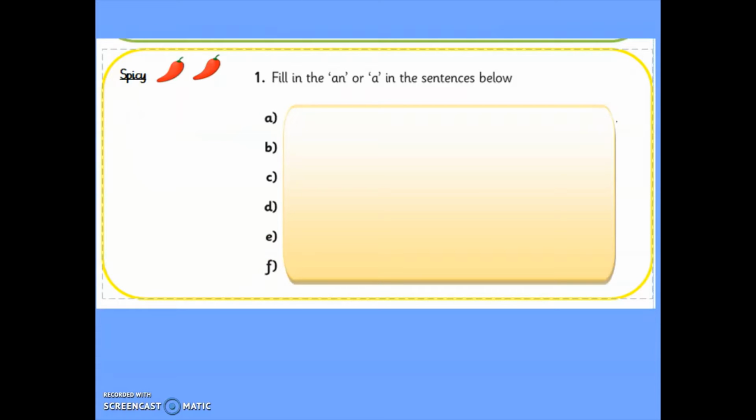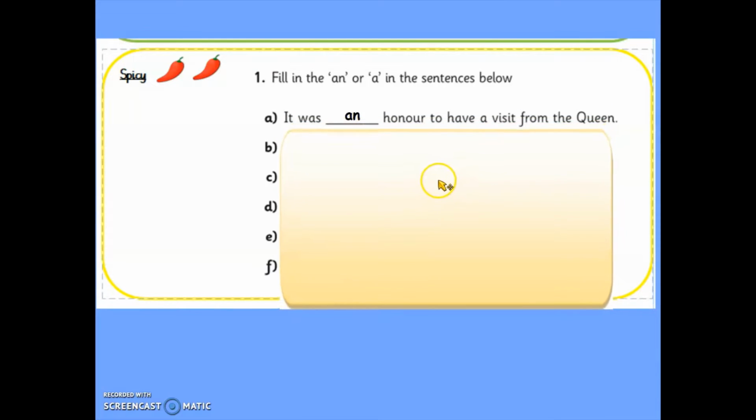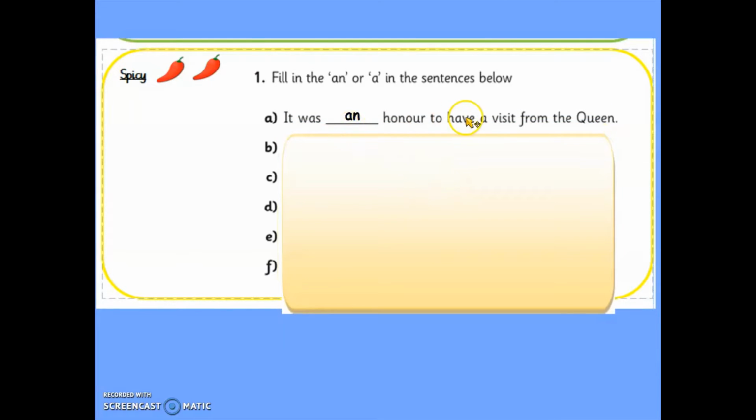If you did the spicy challenge, let's check your answers. The first one you should have got, it was an honour to have a visit from the Queen. Although this begins with a H, it is a silent H. The word is pronounced honour, which starts with an O sound. A tricky one like hour, but it is a vowel sound, so it needs an.